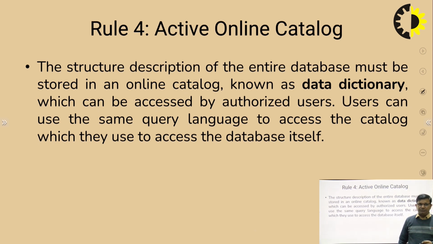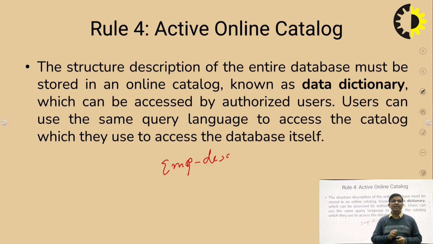Active online catalog. It means a data dictionary. Like for example, we have employee, we have organization, and we keep some sort of table name, some sort of column name, a short name, like for example EMP_DESC. What does it mean? Employee description. So there is a data dictionary where we elaborate the full value or the abbreviation of terms used in the table. So the data dictionary keeps all the records and all information about our database.